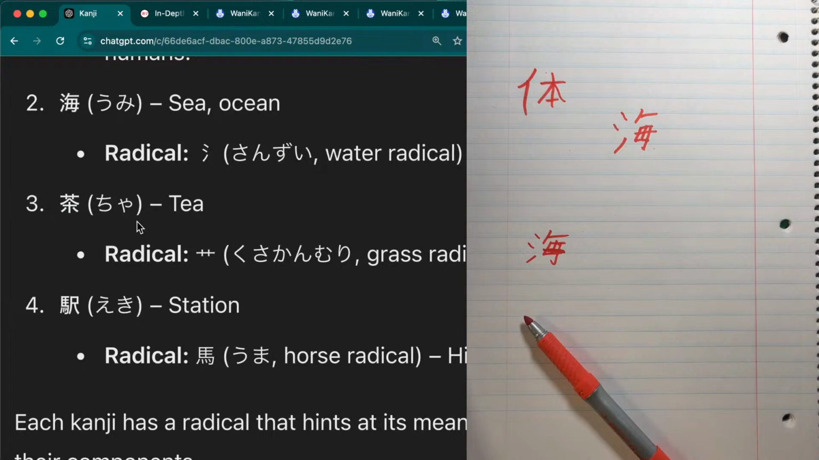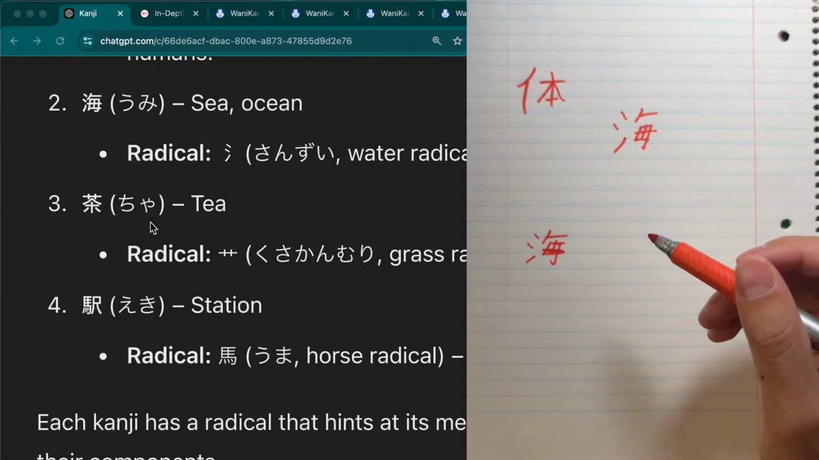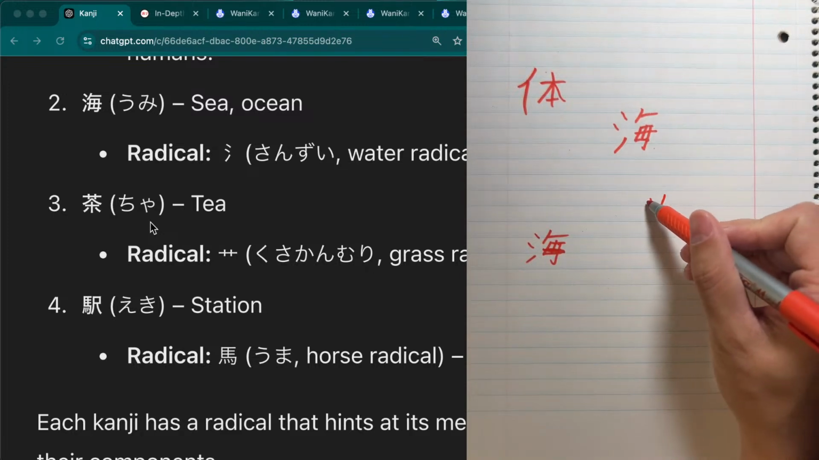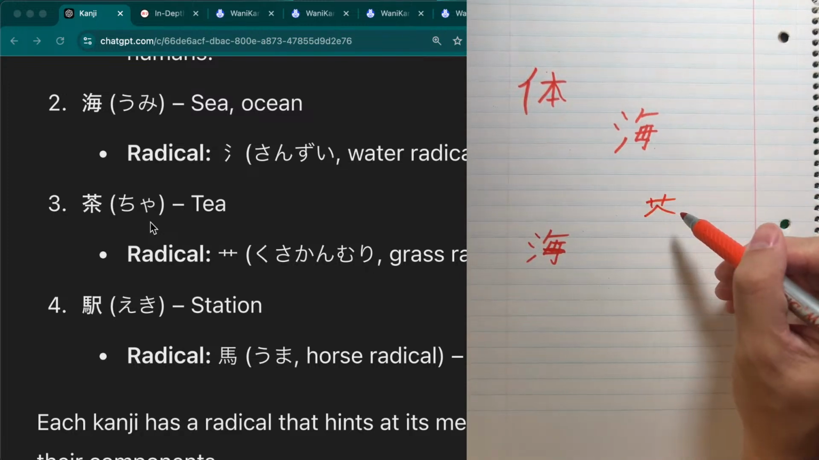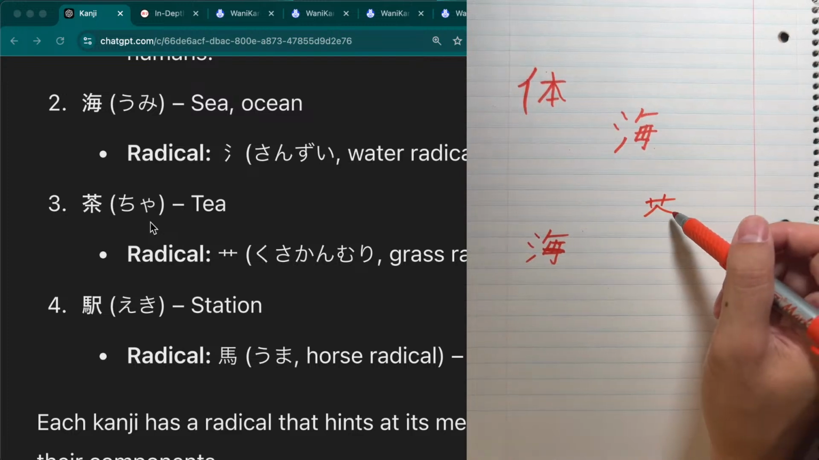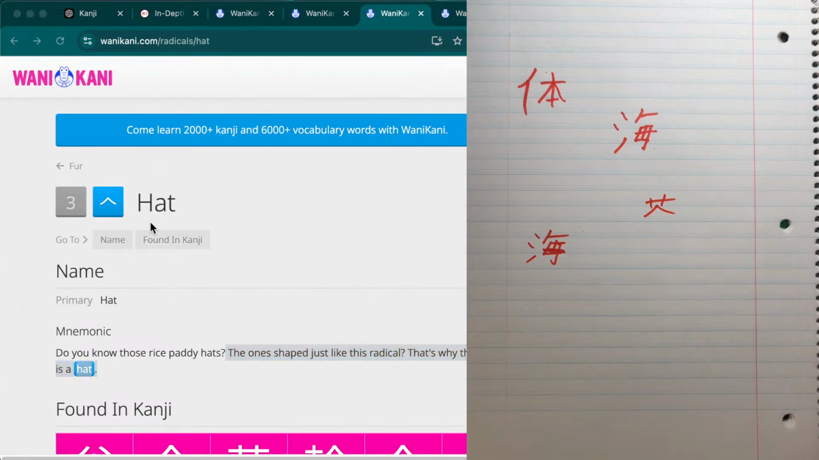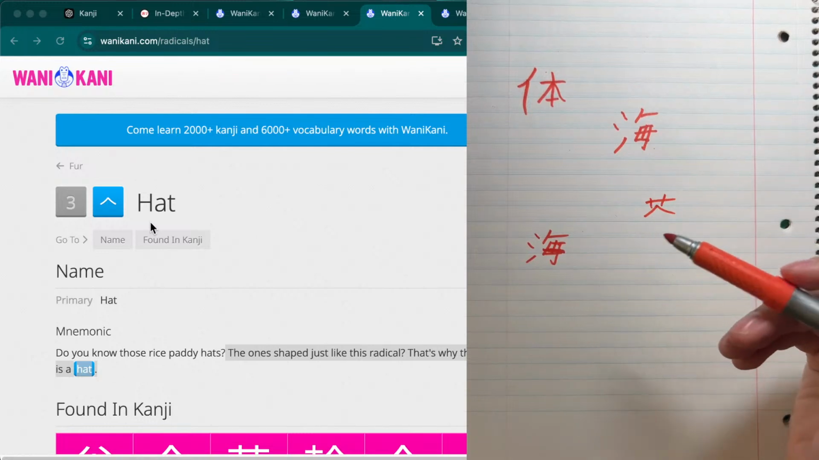So that's cha. I'm going to write it a few times so that we have the grass radical. The next looks like a roof to me, but what did WaniKani call it? Hat. Okay. They're calling it a hat radical. And it also involves other people.